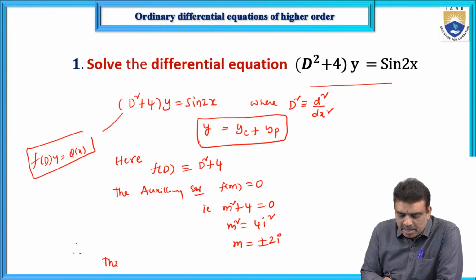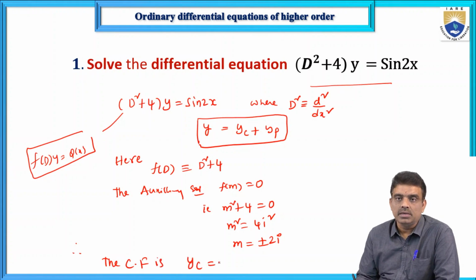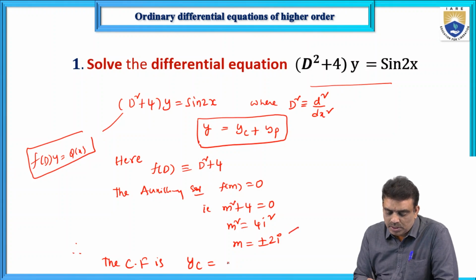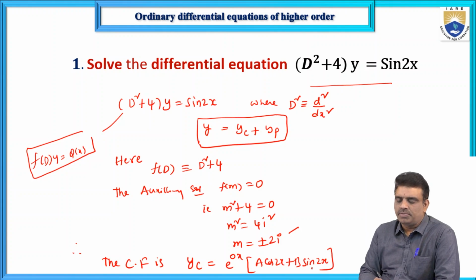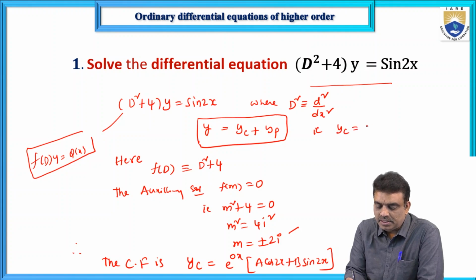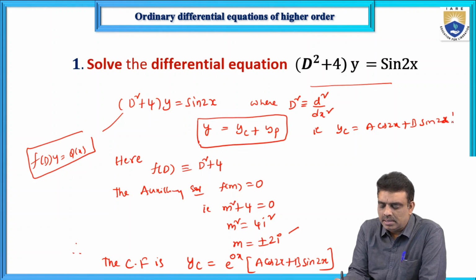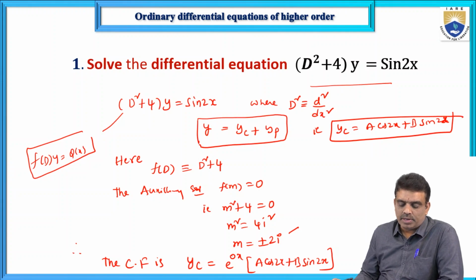Therefore, the complementary function, the CF, is y_c is equal to, here the roots are complex numbers, so e power 0x into (A cos 2x plus B sin 2x). That is the solution of the first part, the complementary function, that is y_c is equal to A cos 2x plus B sin 2x. That is the first part of the solution of the given equation. Now we need to calculate y_p. The particular integral y_p, how do I write?